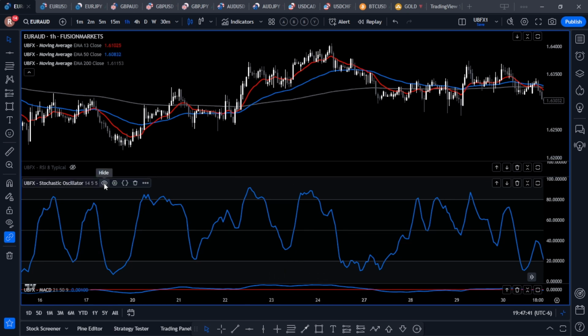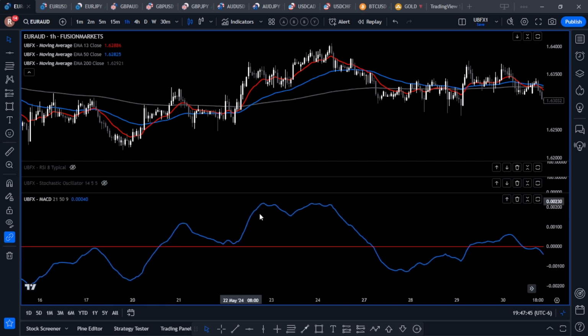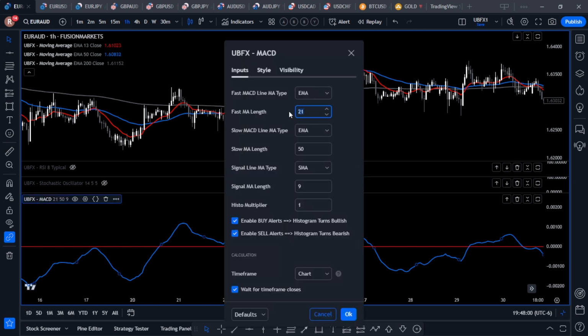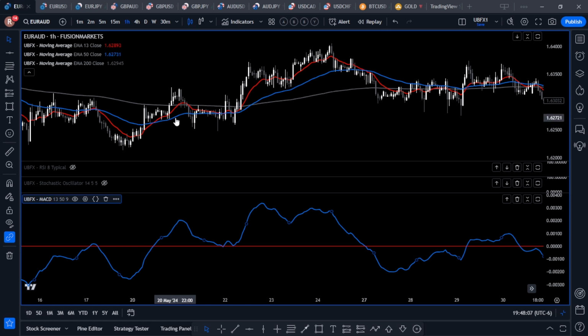So let's limit this stochastic and let's bring up the MACD. Now, the way the MACD is being used in this case, again, it's a trend following indicator. We'll make the settings 13 and 50, and it is going to mimic this red line and this blue line. So we've got this 13 EMA and the 50 EMA, and what it's doing is showing us that trend. Now we see that trend with the moving averages that are on the chart. We do not need this MACD using it in this way.